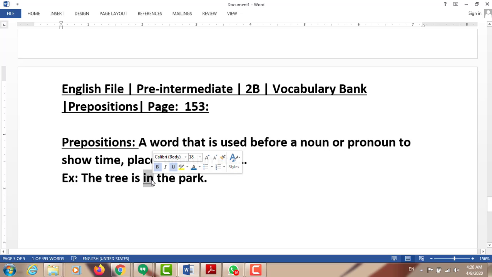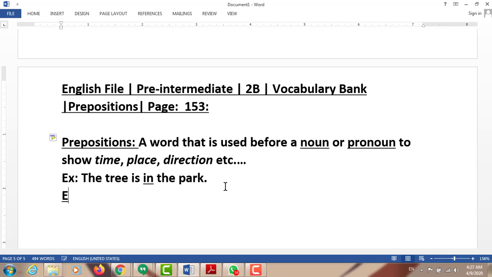And today we are talking only about some prepositions. The definition says, a word that is used before a noun or pronoun. You know noun and pronoun, okay? To show time, place, directions, and etc. It shows many other things as well. Next example, let me give you another example.